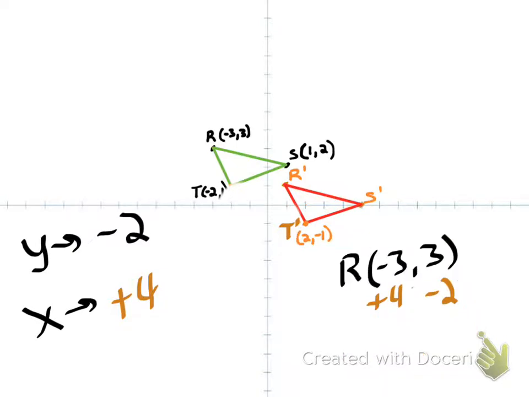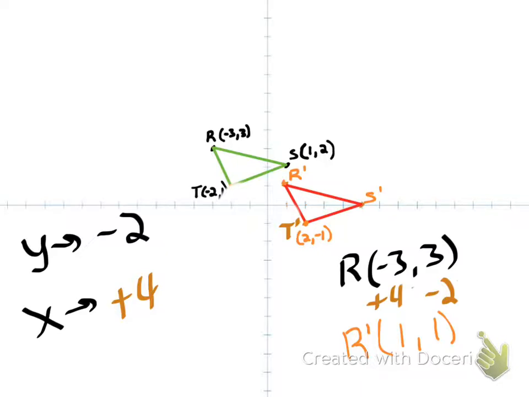Now let's try R prime. Right, here's R. So R prime would be add 4 to negative 3, you get 1. Subtract 2 from 3 and you get 1. So our new R prime should be 1, 1. Let's try it out. Over 1, up 1. Works out. We did a good job.